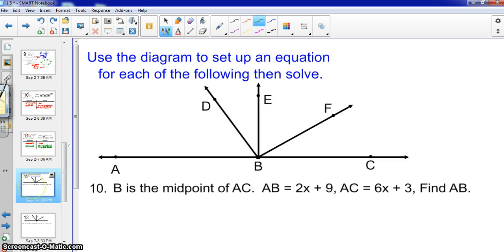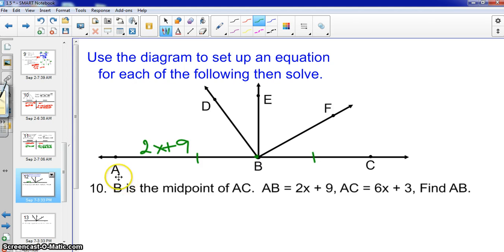The next few examples are talking about using midpoint, bisect, and trisect with respect to a diagram. It's very important that you guys label the diagrams as much as possible when you're solving these. In this first one here, we're given that AB is 2x plus 9. We're also given the fact that B is the midpoint of the segment. That means that we know that AB and BC are congruent to each other.